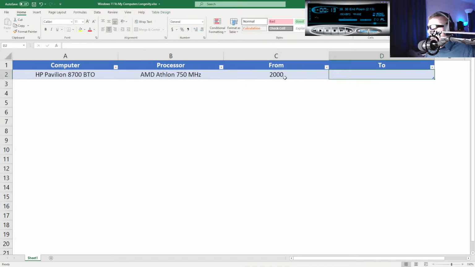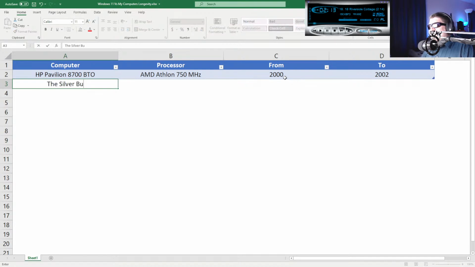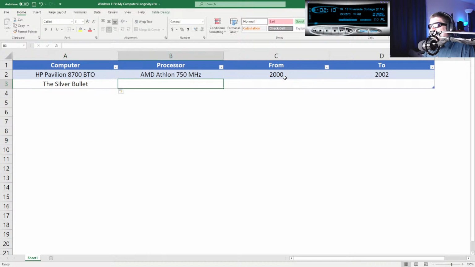This computer went out of service in 2002. So 2000 to 2002 for the HP Pavilion 8700, my one and only off-the-shelf that was my main system, which, when Best Buy blew me off, led to the creation of the Silver Bullet. The Silver Bullet, powered by an AMD Athlon XP 2000. 2002 got me through the rest of college.